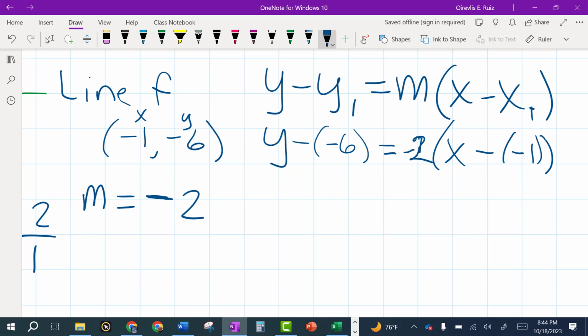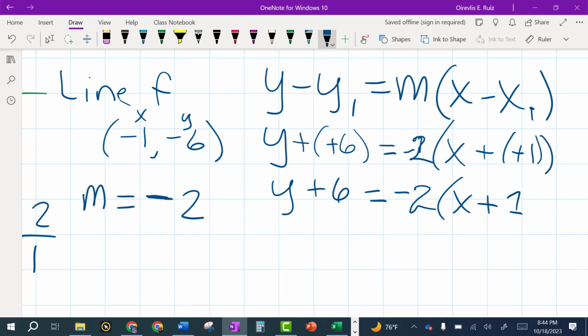Okay? So now let's simplify this. We know that here you're going to have y, negative times a negative equals a +6. And then you have -2 as your slope, and then here x. Again, negative times a negative gives me a +1. So now you have line F. We have the equation in point slope form.